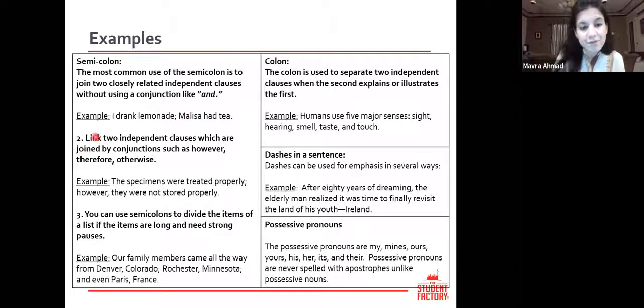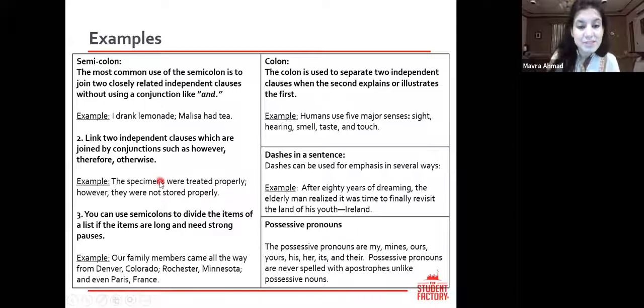Then another usage of the semicolon is to link two independent clauses which are joined by conjunctions such as however, therefore, otherwise. Now here we have an example where we join independent clauses with a conjunction. Here we have a completely different condition from the first case. Here we are using a conjunction, a connective, to join two independent clauses. Example: the specimens were treated properly; however, they were not stored properly. Now if we look here, this semicolon is used right before the conjunction, and after the conjunction there is a comma.